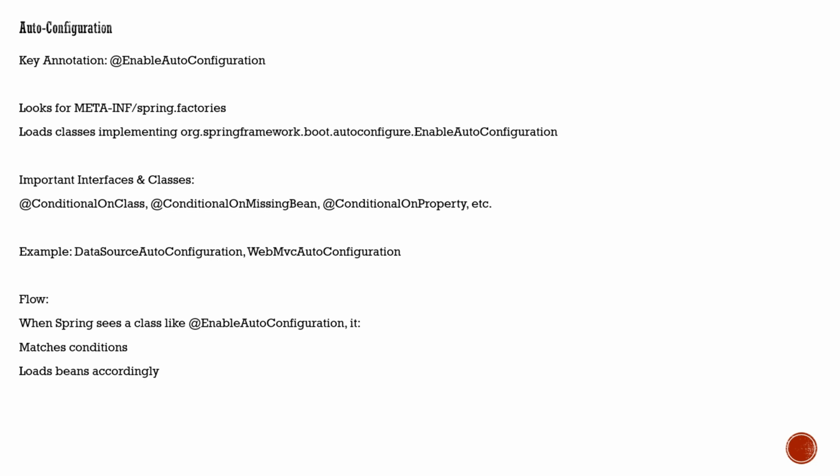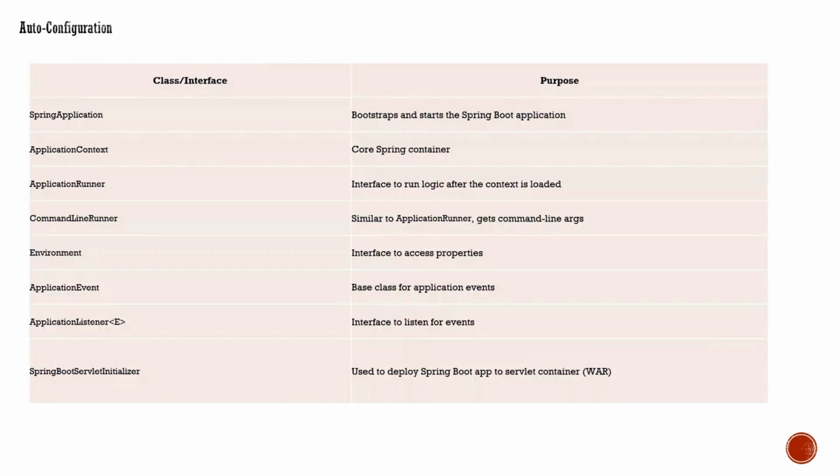Now, in auto configuration, there is @EnableAutoConfiguration, right? It is going to look into your spring.factories, so it will load the implementations for EnableAutoConfiguration. There are important classes like @ConditionalOnClass, @ConditionalOnMissingBean, and @ConditionalOnProperty. These are all the condition annotations and classes. Let's say you have DataSourceAutoConfiguration and WebMvcAutoConfiguration. The way the flow works is that when Spring sees @EnableAutoConfiguration, it is going to match the conditions and load the beans accordingly, whatever matches. And now you will see here I segregated the auto configuration over here.